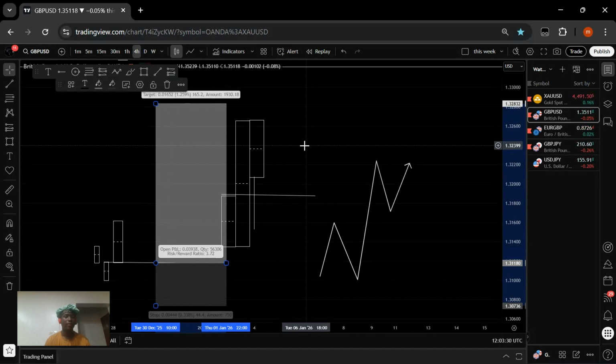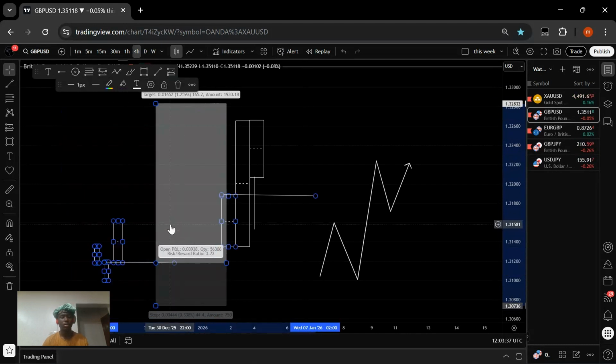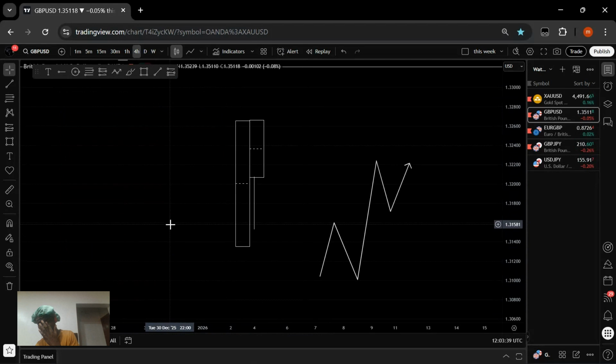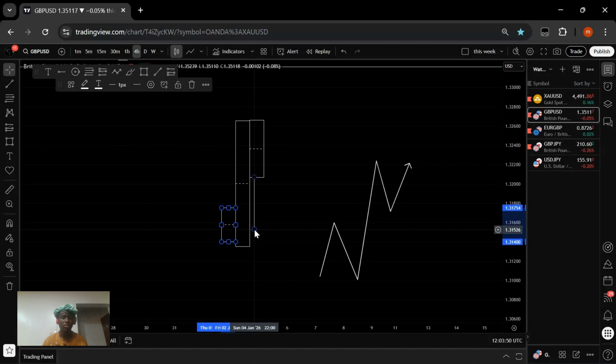So whenever I'm dealing with key levels, whenever I'm dealing with engulfing candles, that is how it's going to look for me. You have to wait. If it ends down here, then you take from down. If it ends above, then yeah, you take your entry from above.